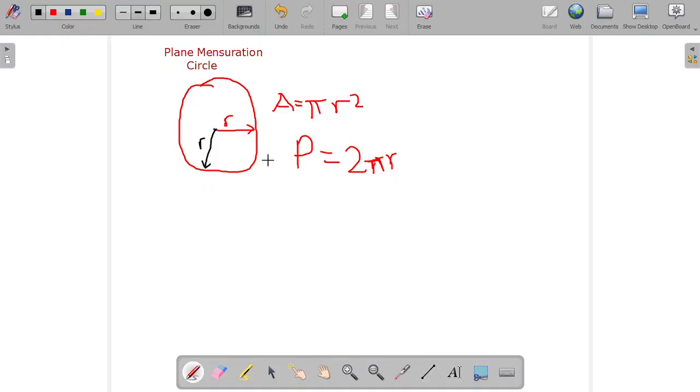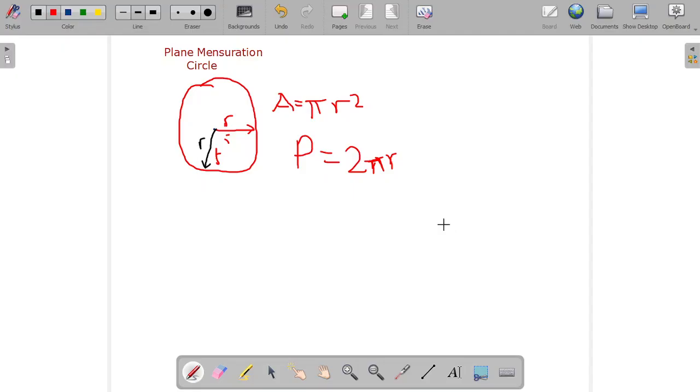So the line drawn from the center of the circle to any point on the circumference of the circle is known as the radius, and each length is the same. That is, if this is 5 centimeters, this is going to be 5 centimeters exactly. So let's begin to solve some questions under it.